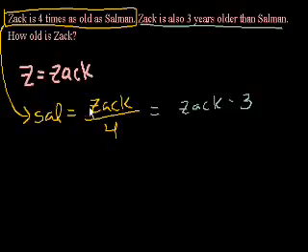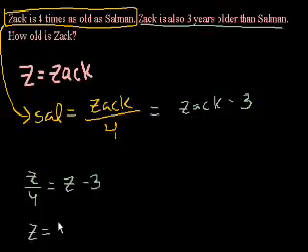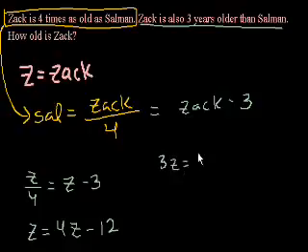Well, we have our equation set up, and instead of writing Zach, I should have just written Z. The equation is all set up for us, and we get Z over 4 is equal to Z minus 3. You can multiply both sides of this equation times 4, and we'll get Z is equal to 4Z, remember to distribute, minus 12. Then we skip a couple of steps, and I get 3Z is equal to 12, and Zach is equal to 4 years old.